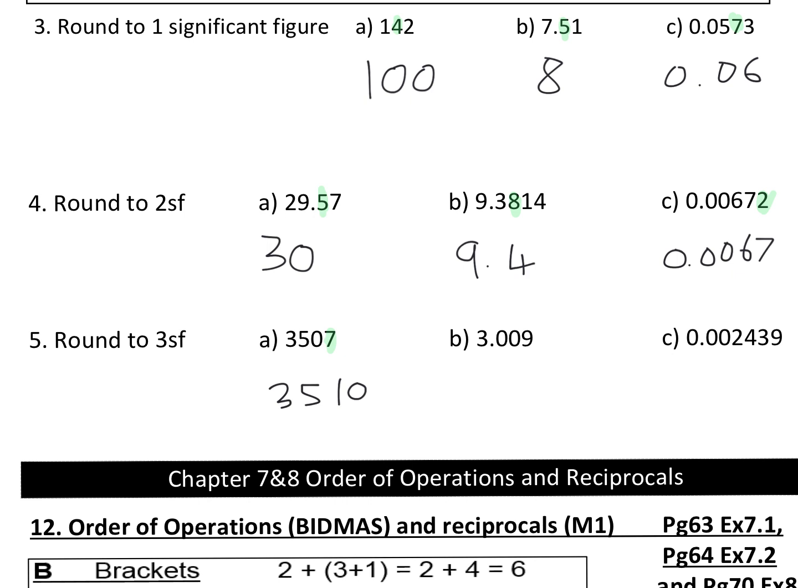Part B, 3.009. The three significant figures, the third significant figure is in the hundredths column, this one here. So we're rounding to the nearest hundredth, or to 2dp. The digit after that is the 9, and that gives us 3.01.